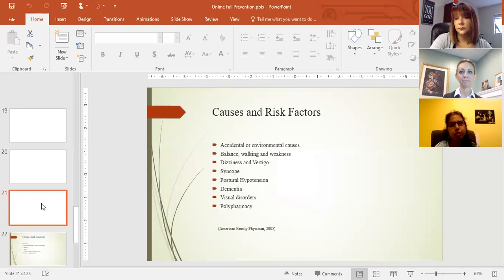There are some visual disorders like macular degeneration, where the depth perception gets worse as you age. So definitely make sure you're getting a visual test every year, seeing the eye doctor. If you need an upgrade in your lenses, make sure you're going ahead and doing that.